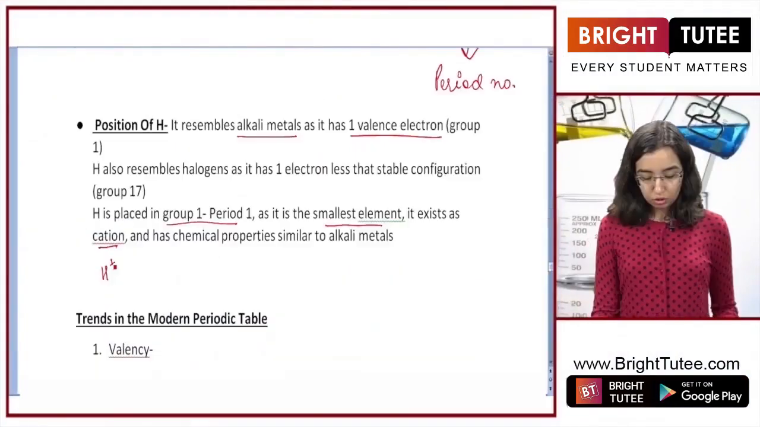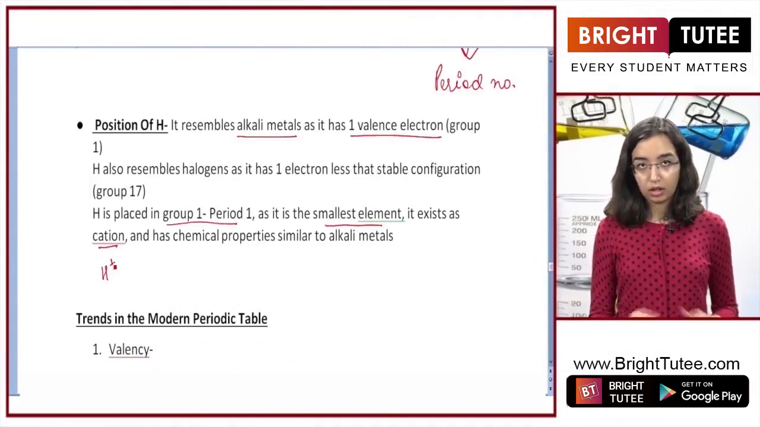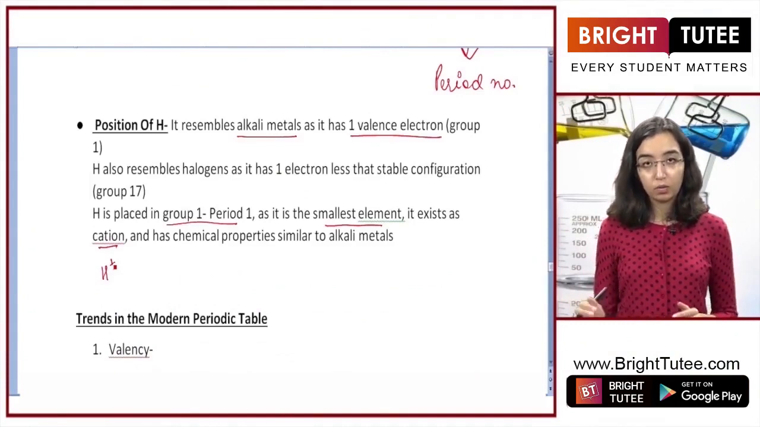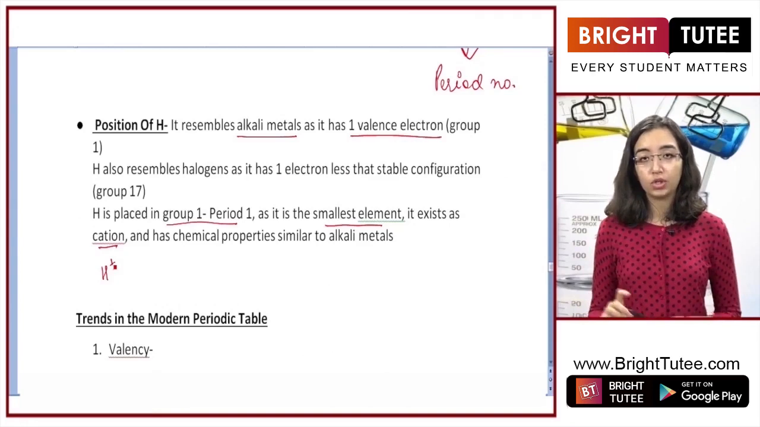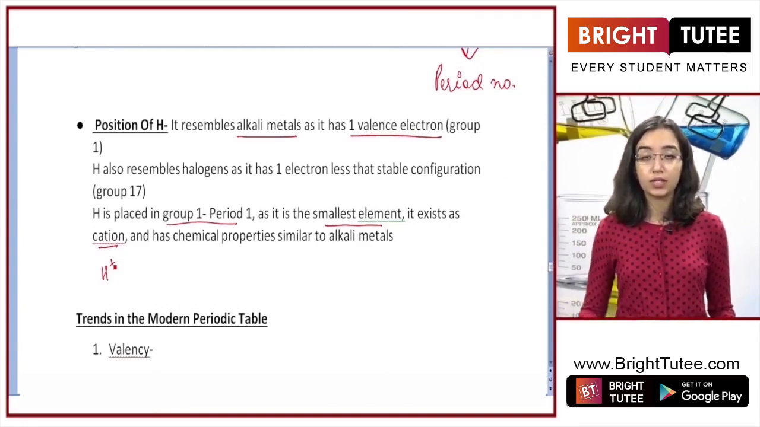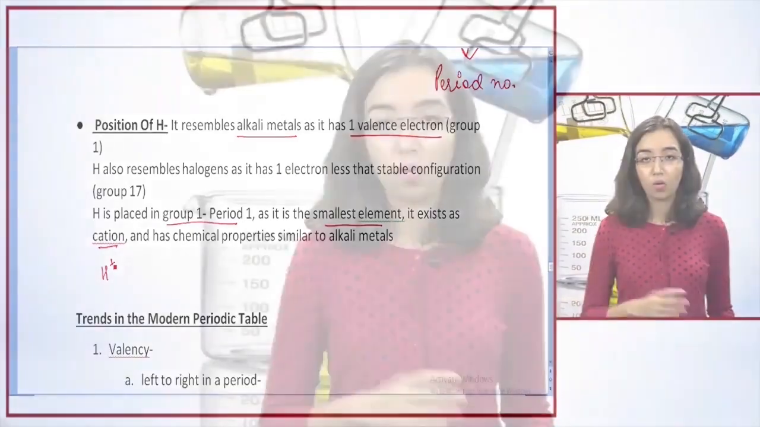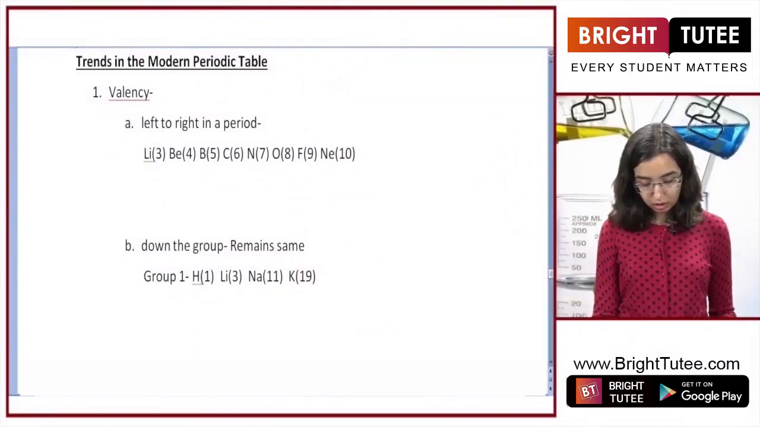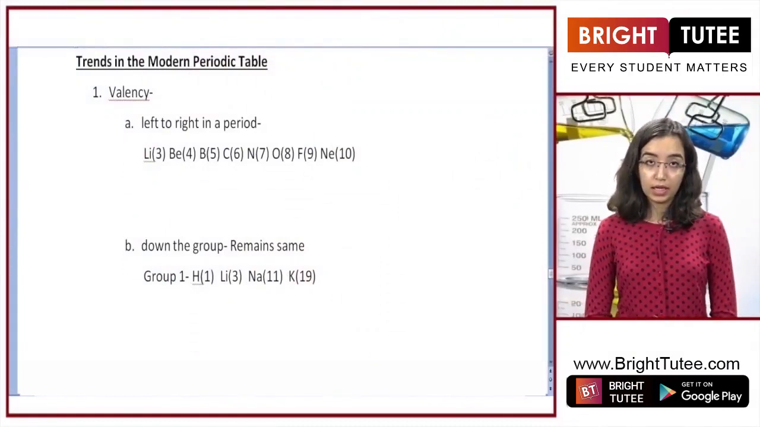Hello students, I am Shavika and we are continuing with the chapter Periodic Classification of Elements. So after we have understood the way in which the classification works, let's move on to some trends and see how different things go forth in the modern periodic classification. So the first trend that we will study is of valency.